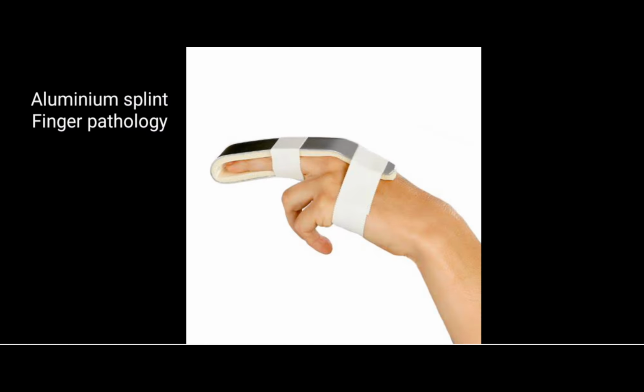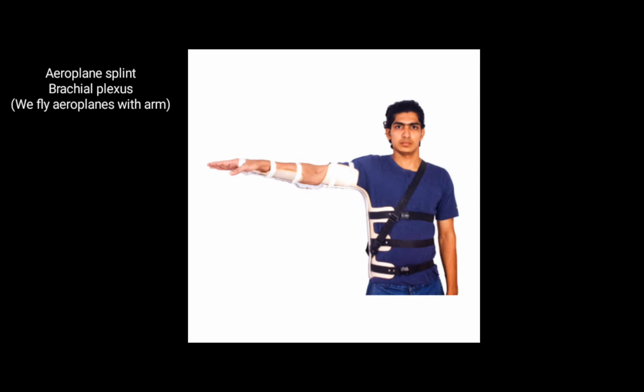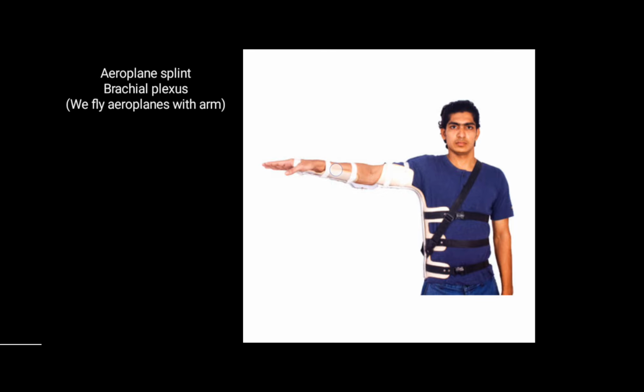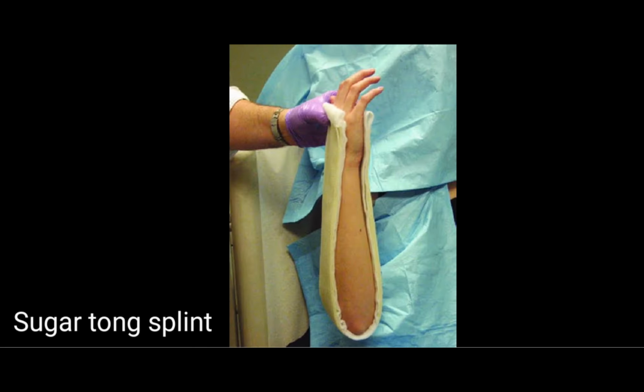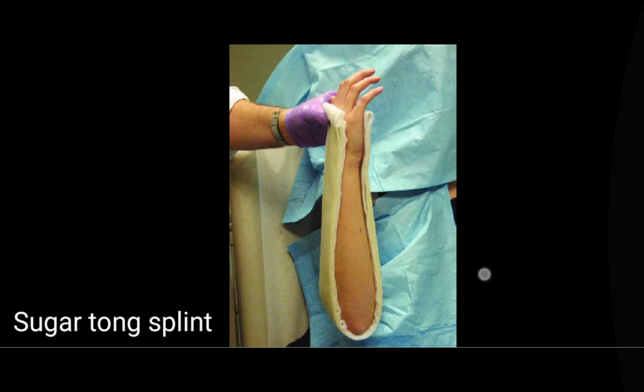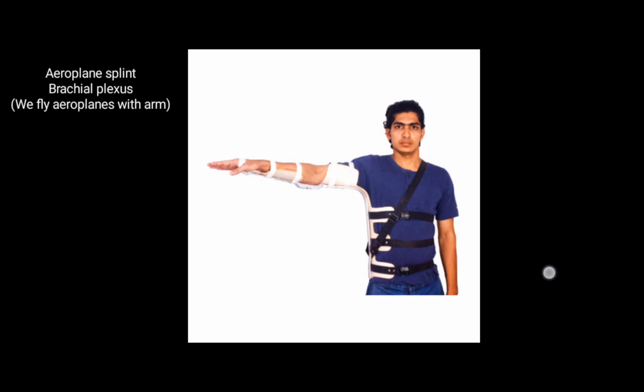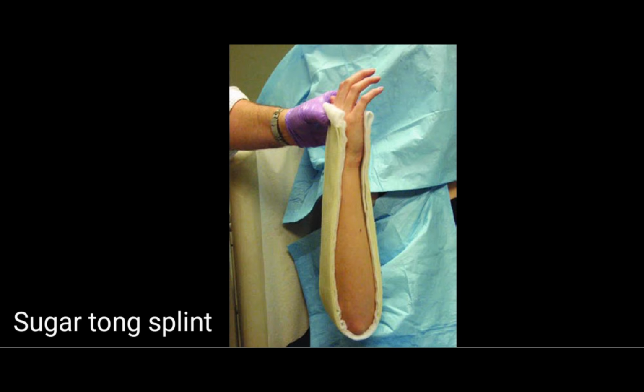Then there is the aluminium splint. Aluminium splint is basically used for finger pathologies. And this is the aeroplane splint. Aeroplane splint is used for brachial plexus. We fly the aeroplanes with the arm. So for brachial plexus, we will be using the aeroplane splint. Okay. Then next we have the sugar tong splint. Sugar tong splint is used for radius fracture or forearm bone fractures. So those were all the important splints I discussed.